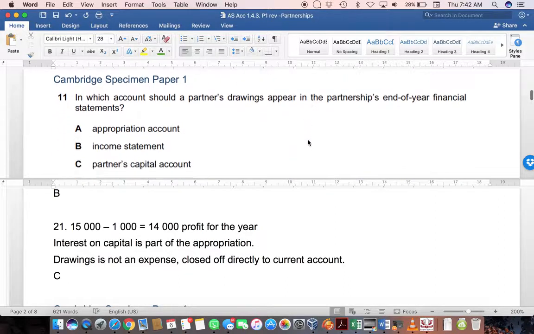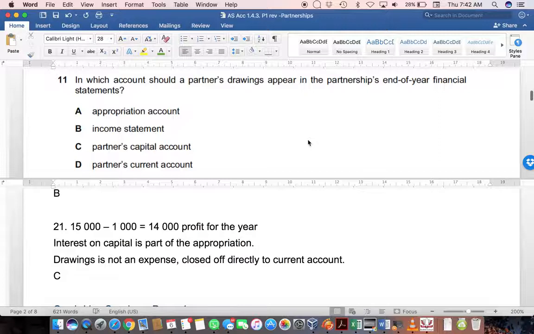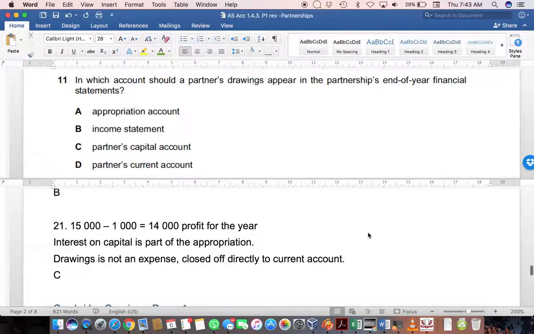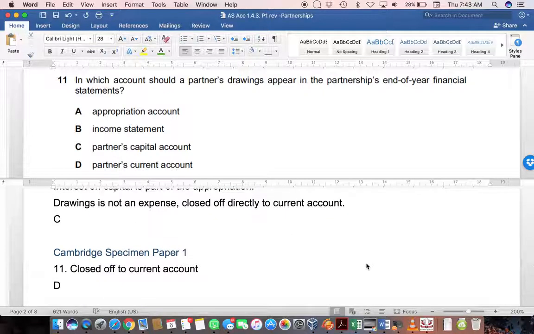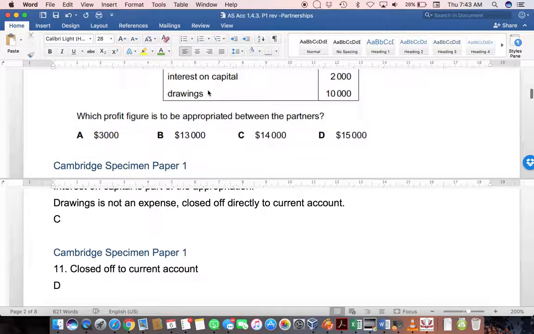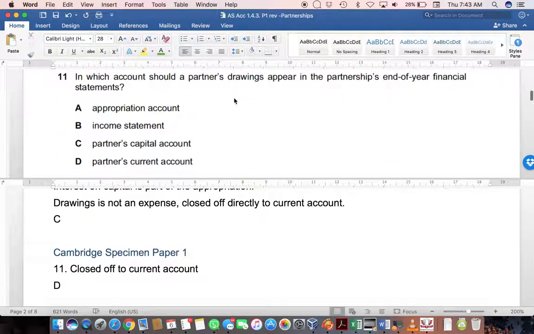We'll now have a look at the Cambridge Specimen Paper 1, number 11. In which account should a partner's drawings appear in the partnership's end-of-year financial statements? Now, we've already discussed from the question above that this drawings does not go into the statement of income. It does not go into the appropriation account. All that happens is it goes directly to the current account. So immediately we'll lose A and B as options because it's not an expense or a division of profits.